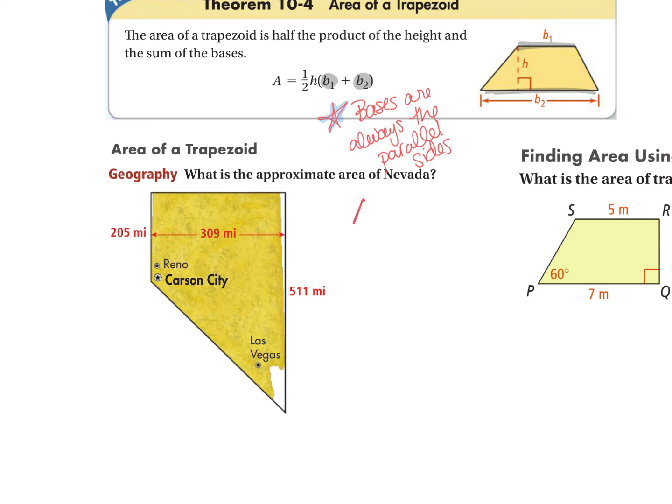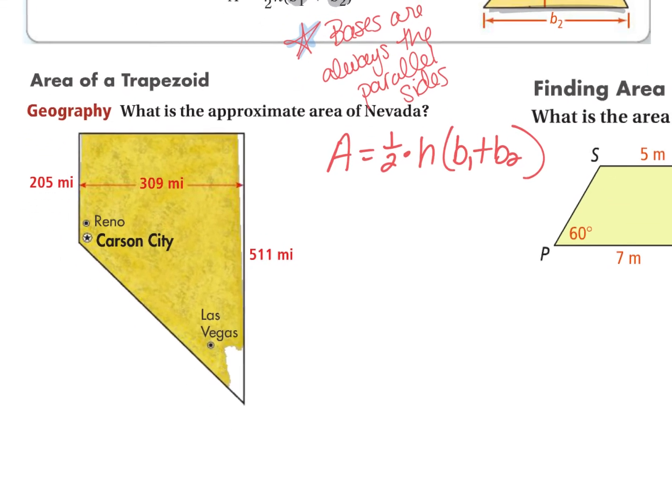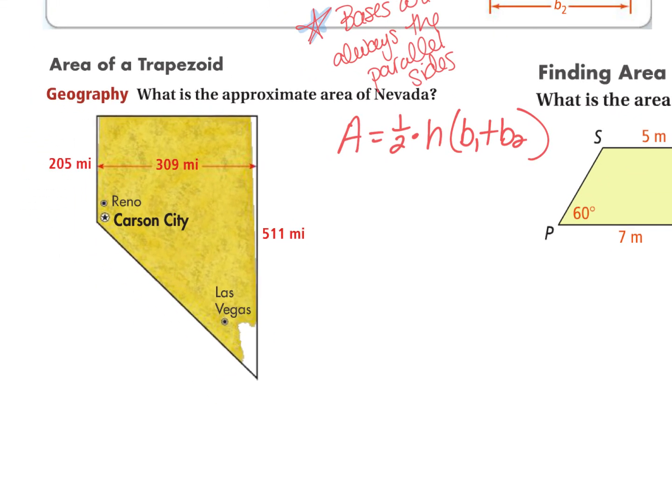All right, so we are going to write our formula so we get all our points. So area equals 1/2 times height, parentheses, base 1 plus base 2, close parentheses. Alrighty, so what would our height be? So our height on this one is 309. That's the distance between the two bases. So that's going to be 309, parentheses, our bases are these two lines, the parallel sides. So that would be 205 plus 511.